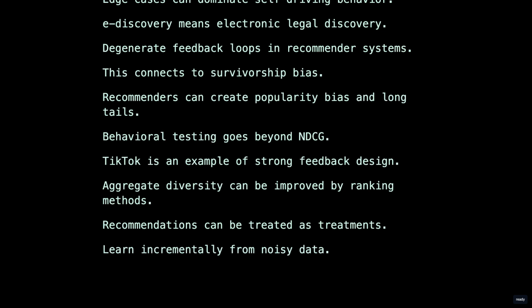Incremental learning matters because deployed data is rarely clean. A system often has to keep updating while the incoming stream contains errors, missing values, or other noise that would be hard to avoid in practice.